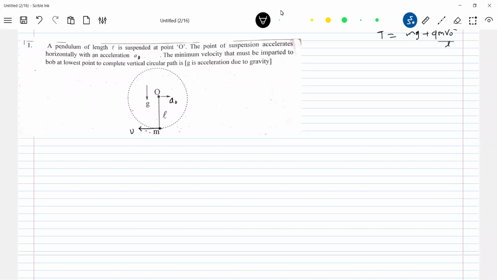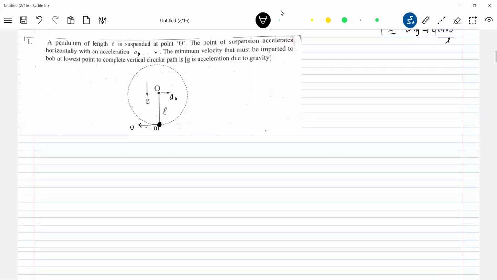Read the question, no? The point of suspension, the minimum velocity that is important to the bob at the lowest point to complete the vertical circular path is... Okay, previous case, point of suspension moving. Now what about here? The point of suspension is accelerating.